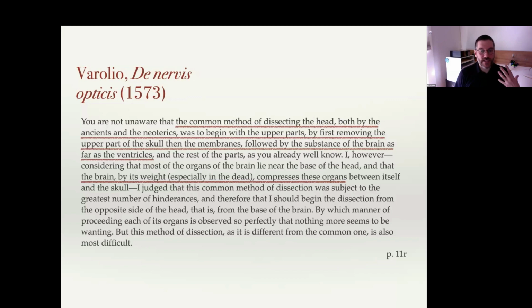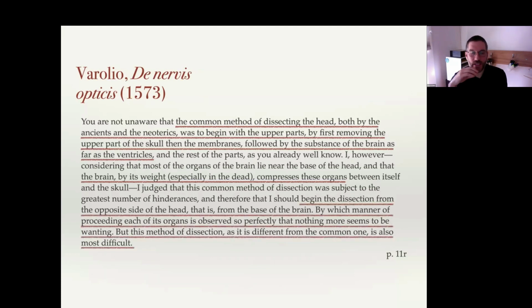And the brain, by its weight, especially in the dead, compresses the organs. That's the issue. That's the big problem that he has. And so he says you should begin the dissection from the opposite side of the head, that is from the base of the brain, by which manner of proceeding each of its organs is observed so perfectly that nothing more seems to be wanting. But this method of dissection, as it is different from the common one, is also most difficult.